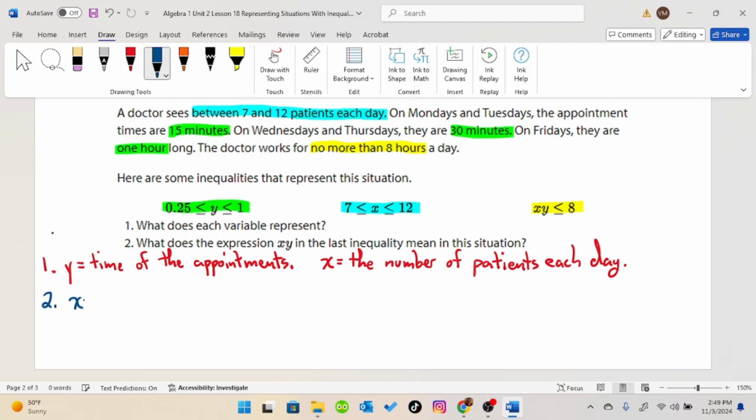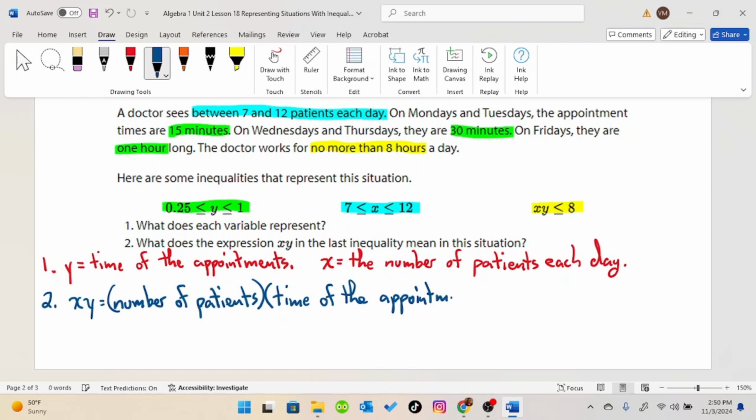So xy equals number of patients multiplied by time of the appointments. Together, that must be no more than 8 hours a day.